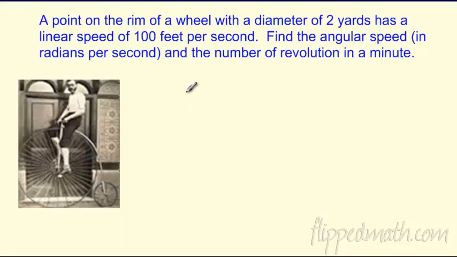All right, so hopefully you read that. This is one where I think I'm going to use the formula. So I like to write down what they give me. They give me a diameter of 2 yards, so I'm going to say the radius is 1 yard. I usually like to know radius. And what else do they give me? So they give me the linear speed, so they give me the velocity. I mean, speed is velocity, it's just without direction, as 100 feet per second.